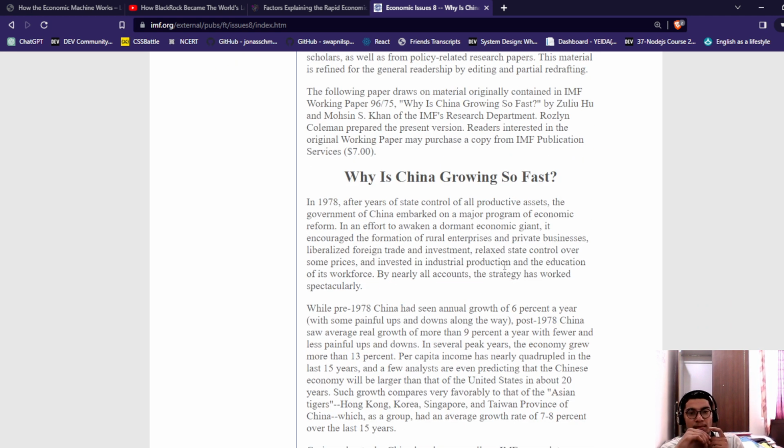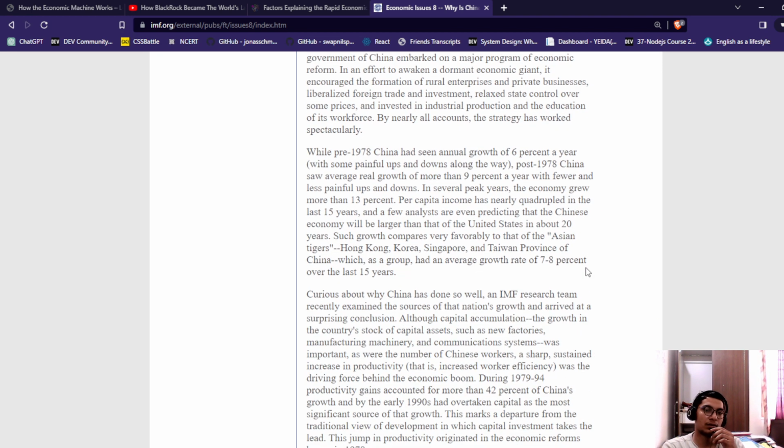In 1978, after years of strict control over productive assets, the government of China embarked on a major program of economic reform to awaken a dormant economic giant. It encouraged the formation of rural enterprises and private businesses, liberalized foreign trade and investment, relaxed state control over some prices, and invested in industrial production and the education of its workforce. By nearly all accounts, the strategy has been working spectacularly.